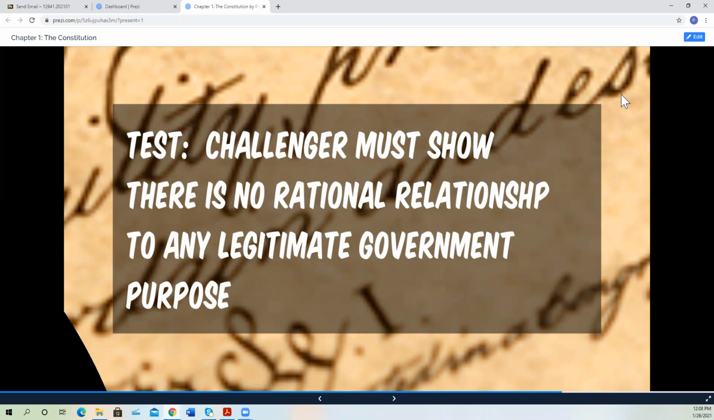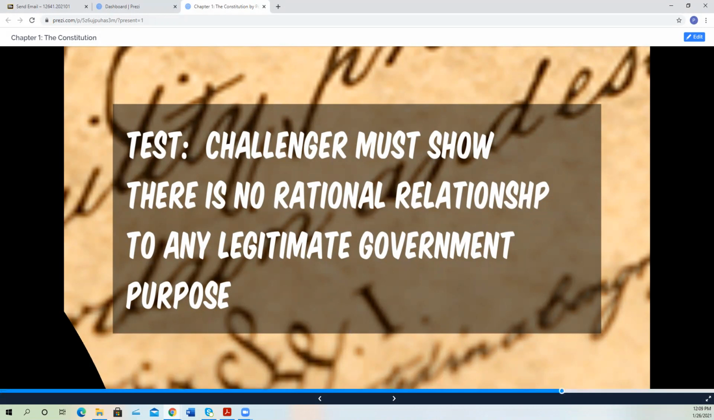And it's up to the challenger. So I strike that. It's not the government that has to show that. In this case, the challenger must show there's no rational relationship to any legitimate government purpose. So you can see that's a pretty low standard for the government. The group has to show that there's no rational relationship at all to what the government is trying to accomplish by treating them differently. For example, in this country, the drinking age is 21.